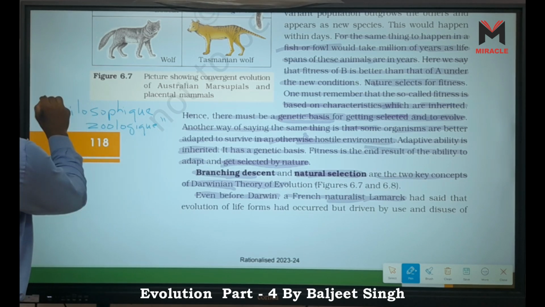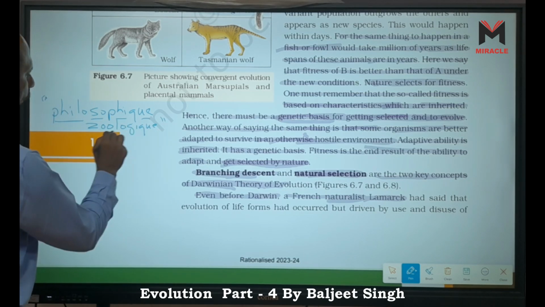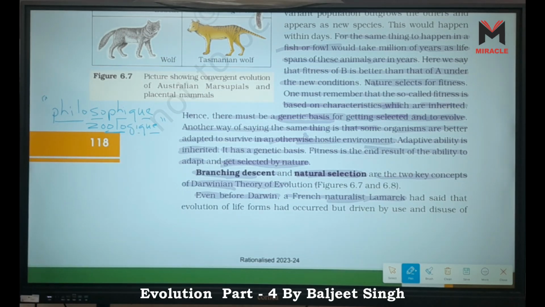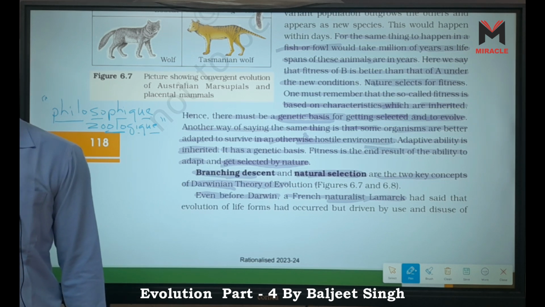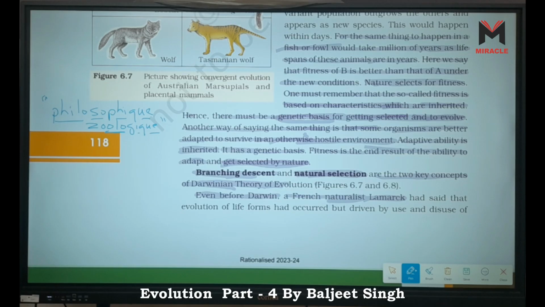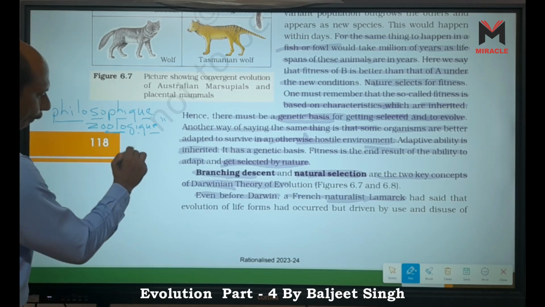Philosophic Zoology. This book is written by whom? Lamarck, Jean-Baptiste de Lamarck, right? So Jean-Baptiste de Lamarck wrote this book in 1809.